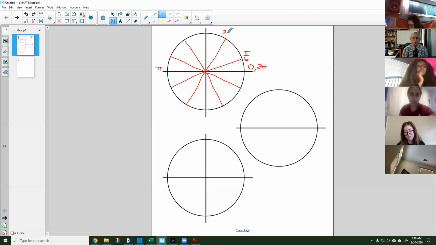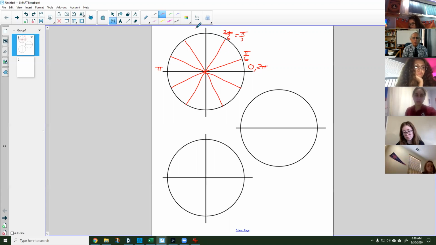This is a 2 pi over 6 angle, which is pi over 3. And it's 2 pi over 6 because I did 1 pi over 6 and then 2 pi over 6. And then this is a 3 pi over 6 angle right up here at the top. And that's the same thing as pi over 2. And then this is 4 pi over 6, which is the same thing as 2 pi over 3.